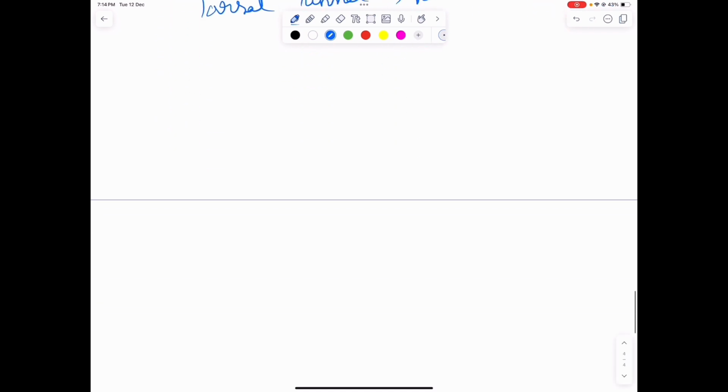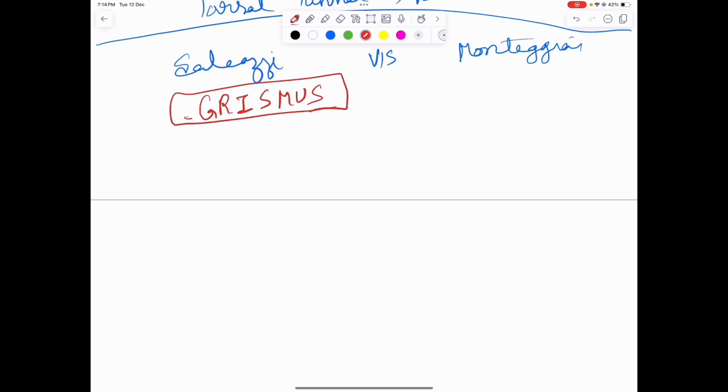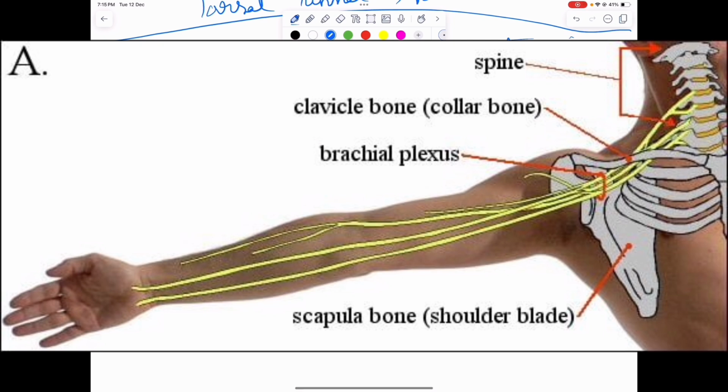Now we move on to the other differently named fractures. One is Galeazzi and Monteggia. Galeazzi versus Monteggia: we can remember it by the mnemonic Christmas. In Galeazzi, the inferior part of the radius is getting injured here, and in Monteggia, the superior part of the ulna bone is getting damaged.